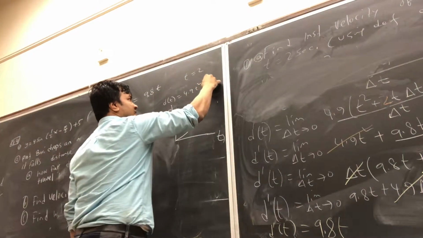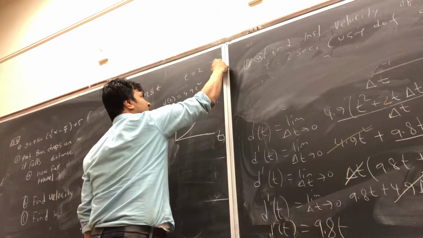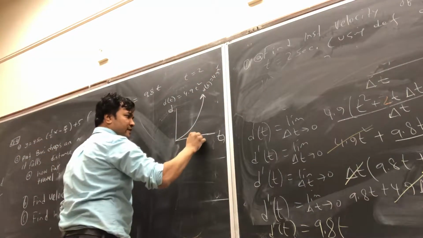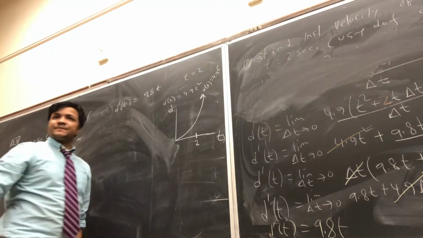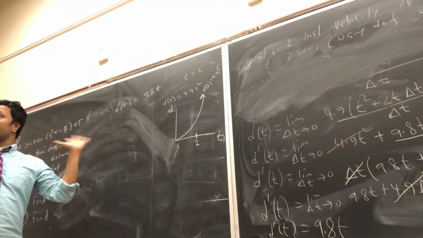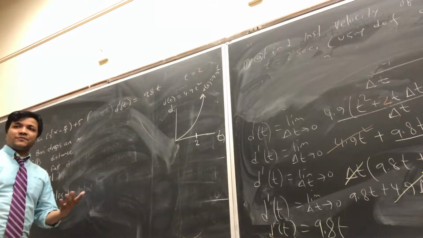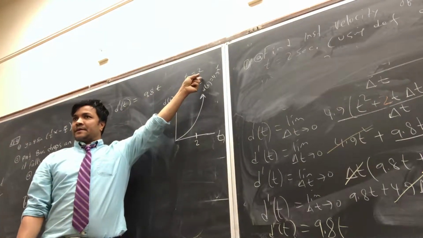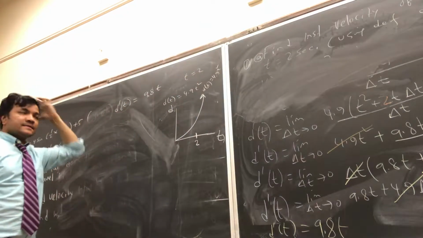So d of t is 4.9 t squared. Is that okay? So at 2, write 2 somewhere. Now we're going to see what happened. But before we do, we're going to find y. How can we find that?